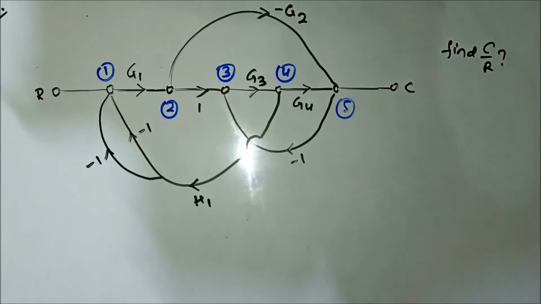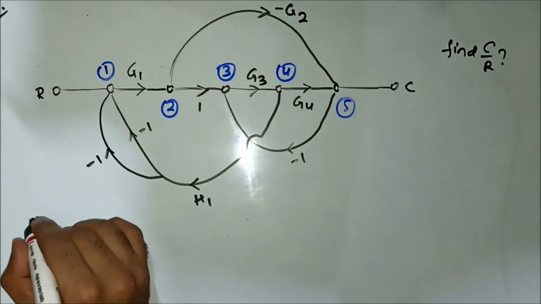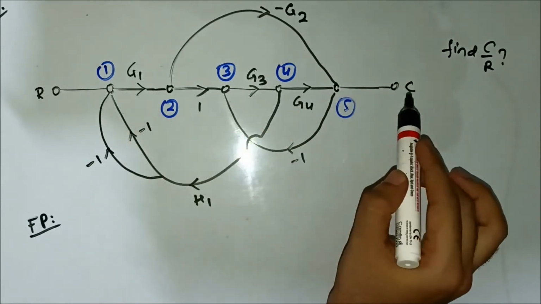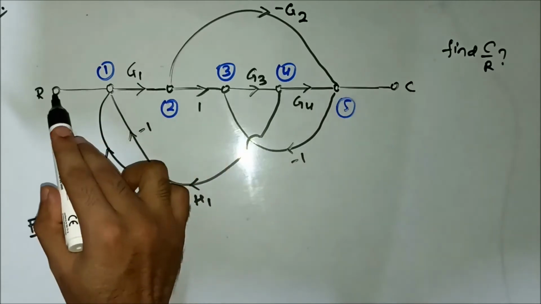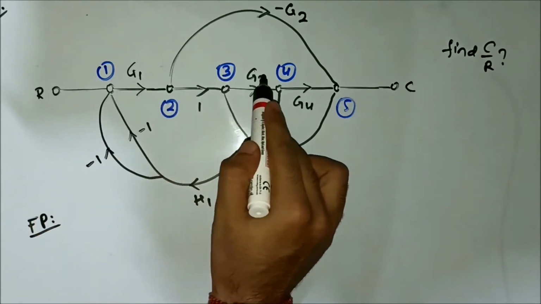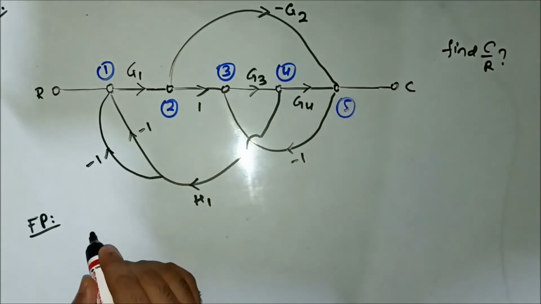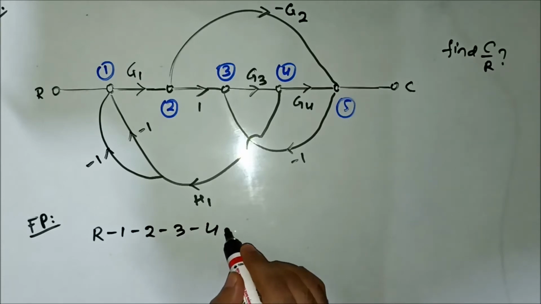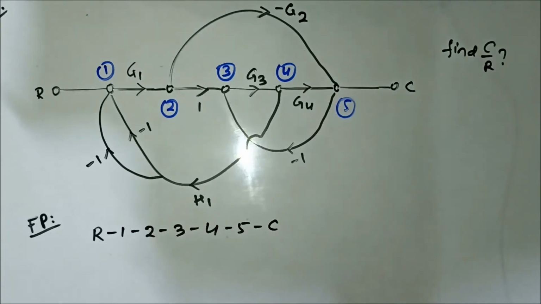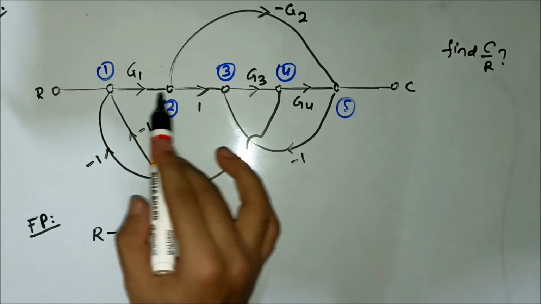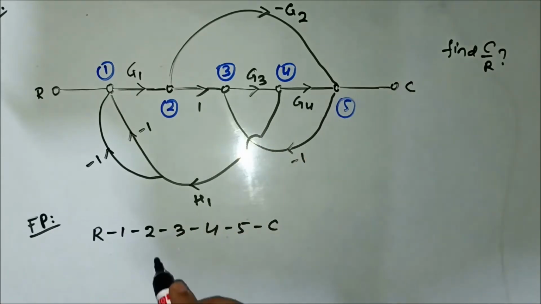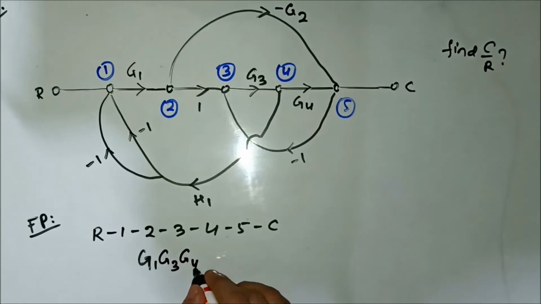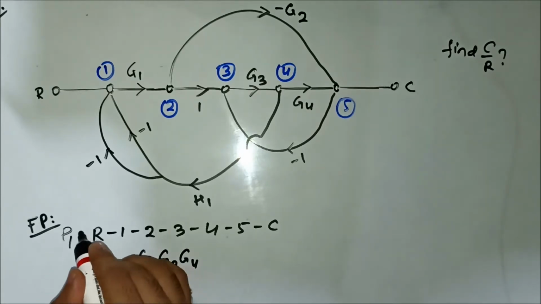So first the forward paths. In this signal flow graph, one of the forward paths which you can see is R, 1, 2, 3, 4, 5, C. That is one forward path, and the gain is G1, G3, G4. That is the first forward path.